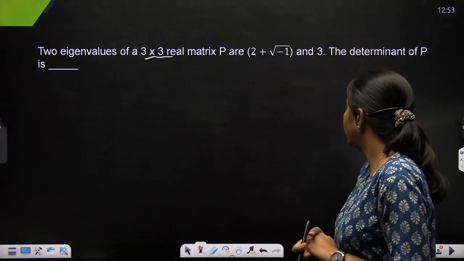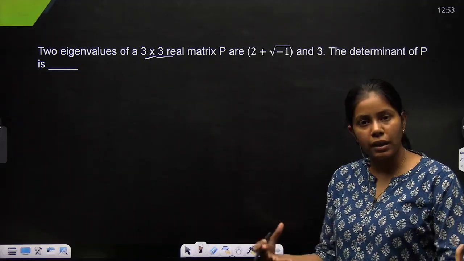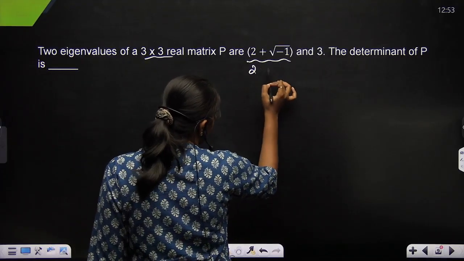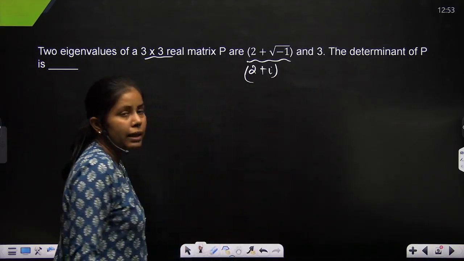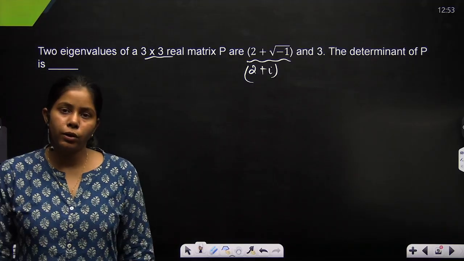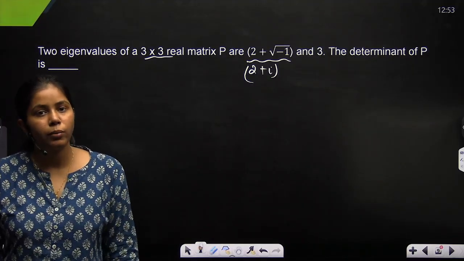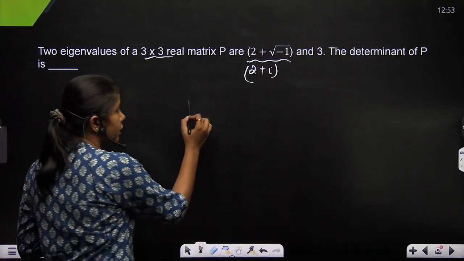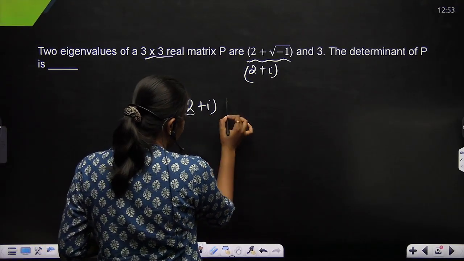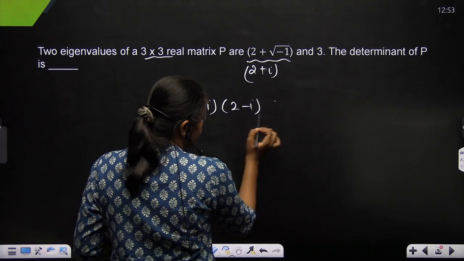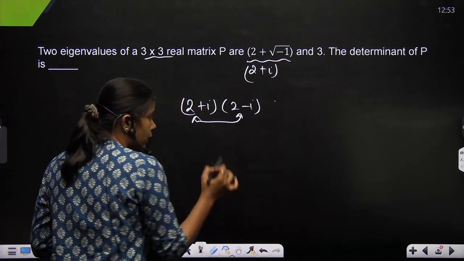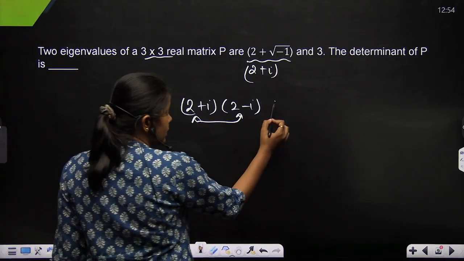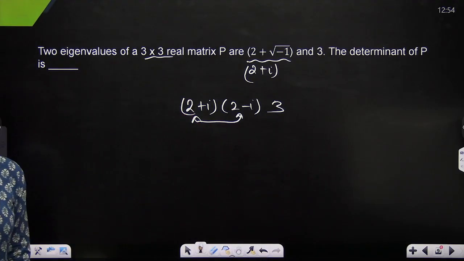So I'll think about it, guys. Just think about it by yourself. You can see that we have this root, 2 plus iota. And eigenvalues are the roots of a polynomial, and roots of a polynomial always occur in pairs. So if 2 plus iota is a root, then 2 minus iota would always be a root. So if one of the eigenvalues is 2 plus iota, then 2 minus iota would always be there. So we have 3 eigenvalues: 2 plus iota, 2 minus iota, and 3.